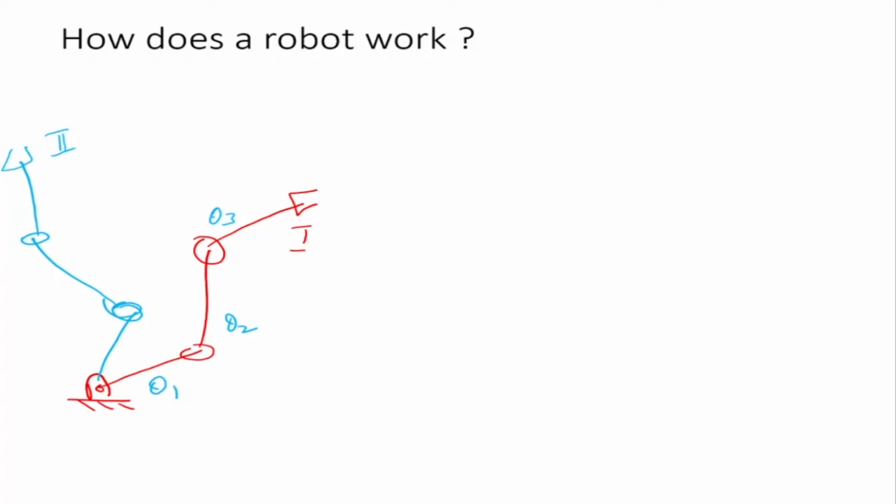So what the controller basically does is it finds out the difference between theta 1, let's say it is theta 1 dash here, theta 2 dash here, and theta 3 dash there. So it is theta 1 dash minus theta 1. It generates an error, and then drives this error towards 0.